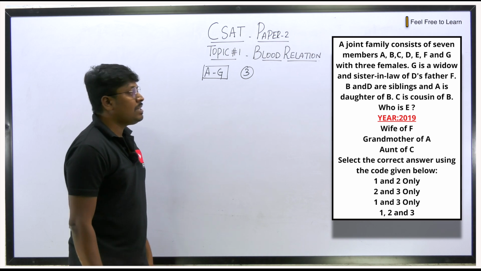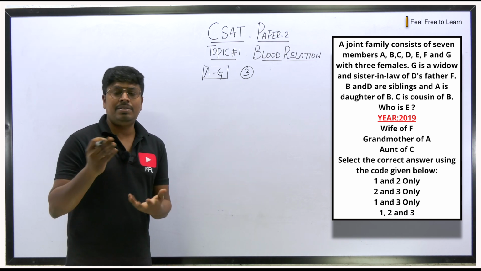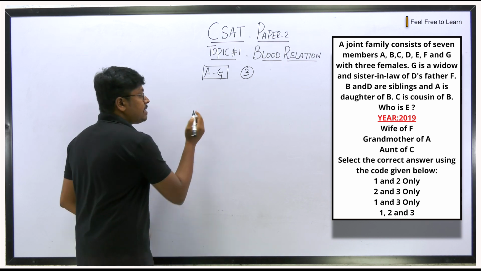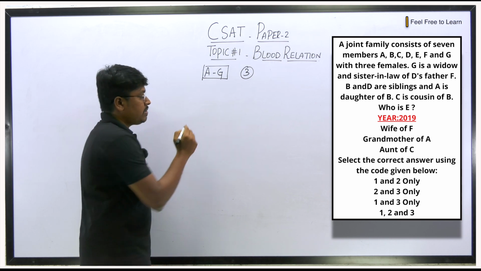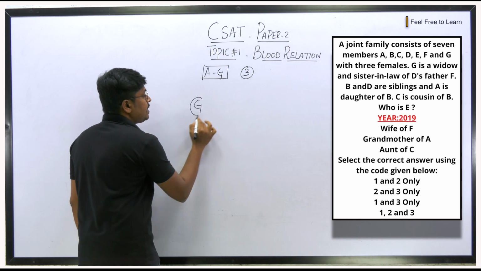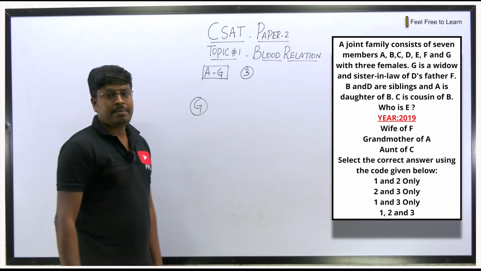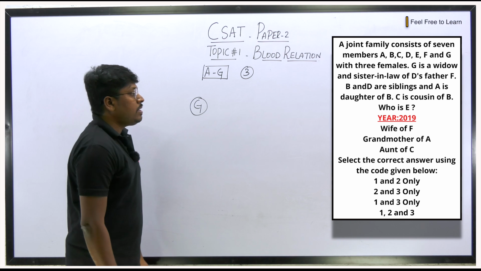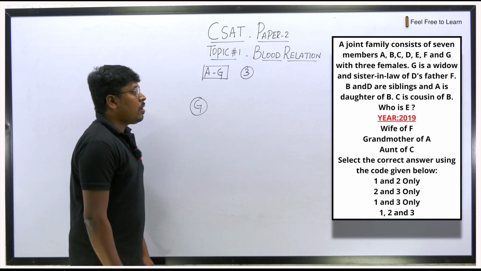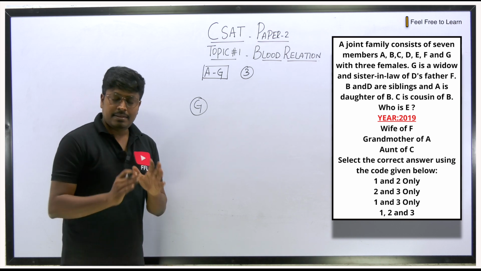So first point, G is a widow. So what is the meaning of widow? G is a widow, which means a woman whose husband has died. So from that point we can say that the person G is a female person. Got it? So next point, and a sister-in-law of D's father F. Just listen here.